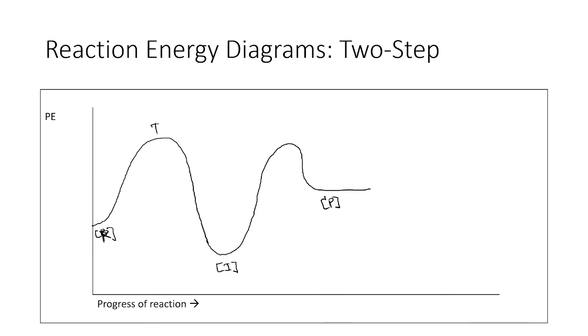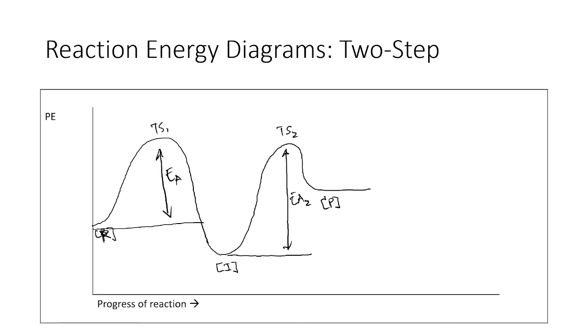So again, this is our TS1. This is our TS2. This will be our first EA or first energy of activation. Then we will have here a greater energy of activation, which is EA2.